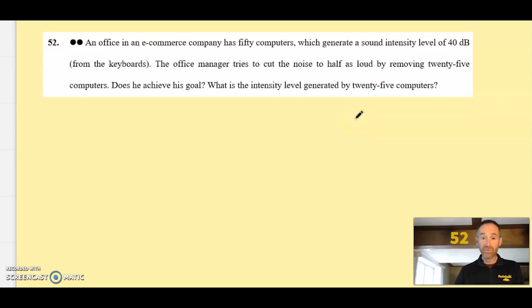On number 52, we have an office and e-commerce company, and they have 50 computers. And those computers together have a sound intensity level of 40 decibels, which isn't very high. But the office manager wants to cut the noise in half. And so the office manager wants to go from 40 decibels down to 20 decibels. I don't know why you'd want to do this, but okay, that's what the problem says. And he takes away half of the computers. Does he achieve his goal?